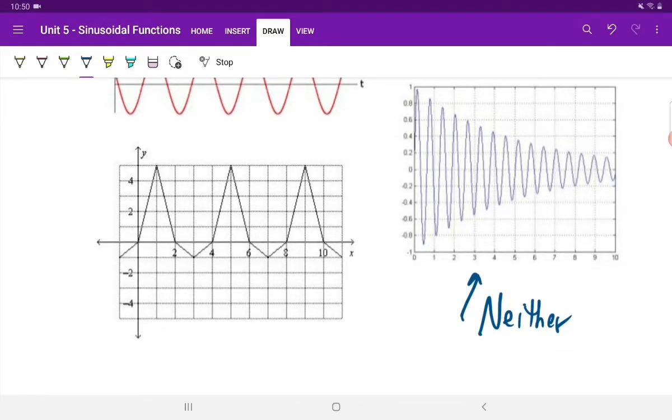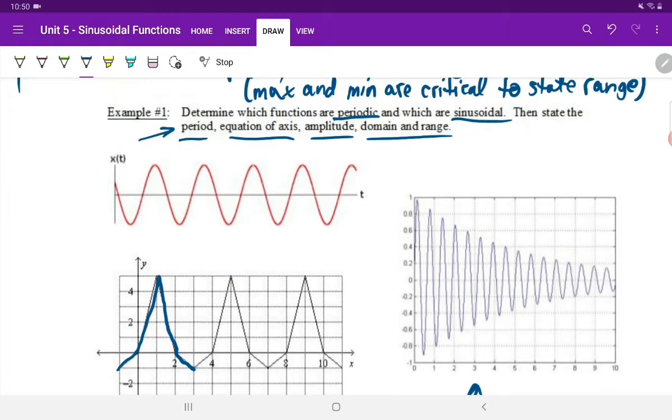Let's go to this one here, this example. Do you believe that this is periodic, sinusoidal, or neither? Well, ask yourself, do you see a repeating pattern? Yes, right? I do see a repeating pattern. I see one here, here, here, and then back down again, right? That's one cycle, right? So if that's one cycle, this is certainly periodic, but is it specifically sinusoidal? Do you see smooth curves going up and down? No. So this is strictly periodic.